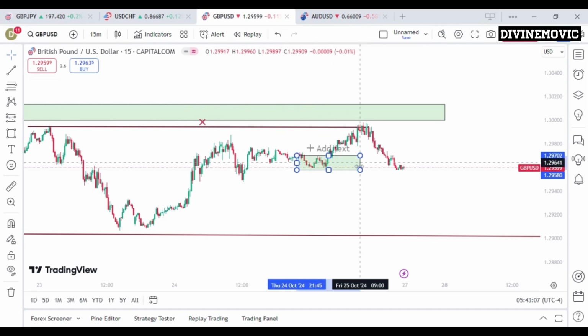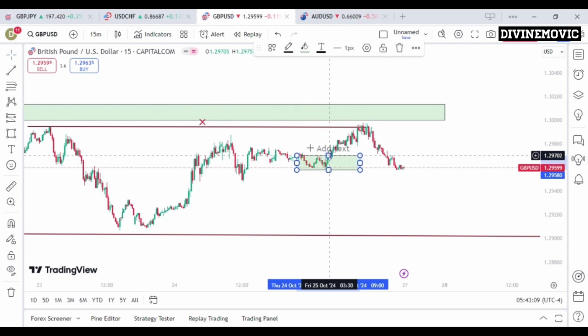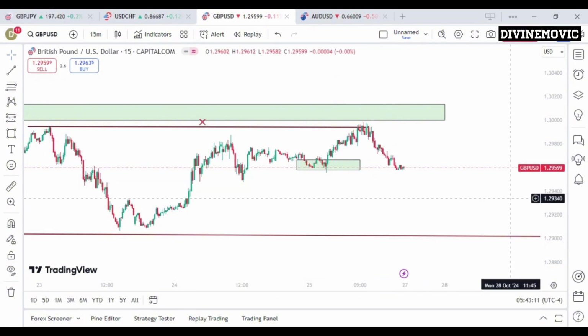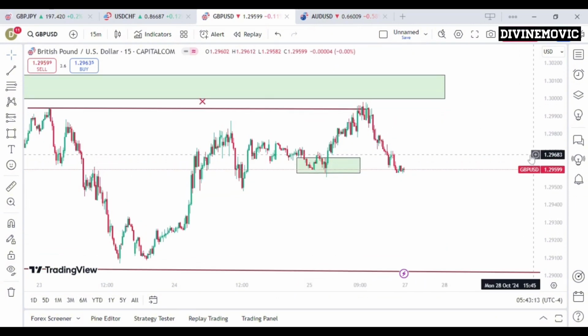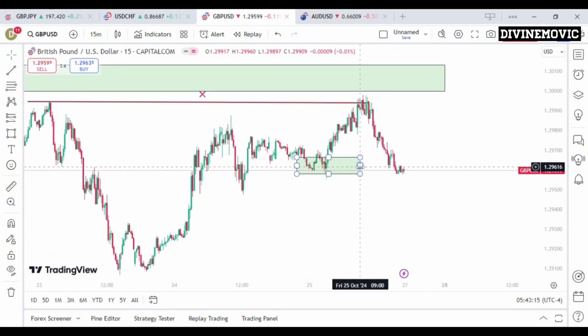Now, if I define this POI here, you can simply see that here is the POI where we want to look for a buy opportunity if price comes out to this place, because this is simply a rally, a base, and a rally, and it induced liquidity. It induced a demand zone at this place.